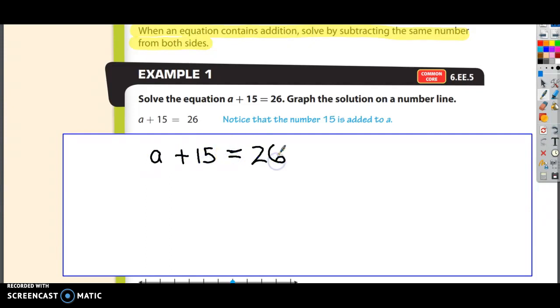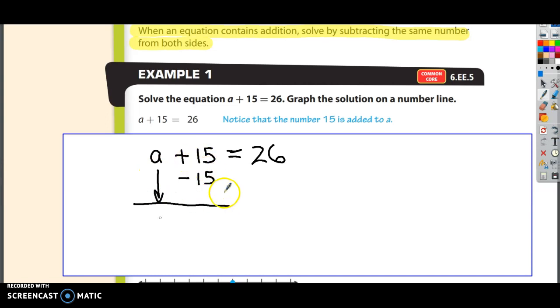Now, if we think back to our mat when we subtracted, what were we trying to do? We were trying to get x by itself. Well, in this case, we're trying to get a by itself. How do we get a by itself? Well, I have to subtract 15. What would happen if you have 15 and you subtract 15? It would be nothing. If you have nothing, what's left? Just a is left. This a right here is all that's left.